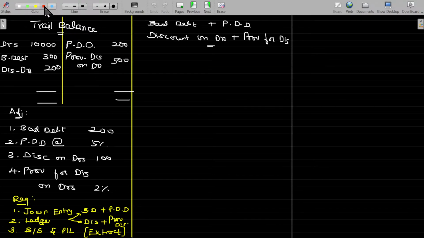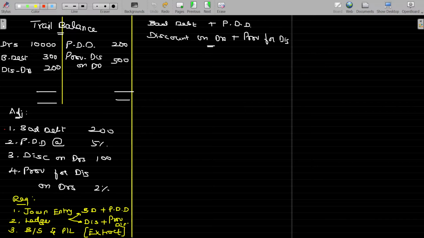Let me try to solve this illustration. It's one of the comprehensive illustrations related to the debtors, bad debt, discount on debtors, and provisions on that. In the trial balance, debtors is given as 10,000 rupees on the debit side, and bad debt and discount on debtors are also available. On the credit side, we have been given the provision for doubtful debts and provision for discount on debtors. So these are the things that are available.